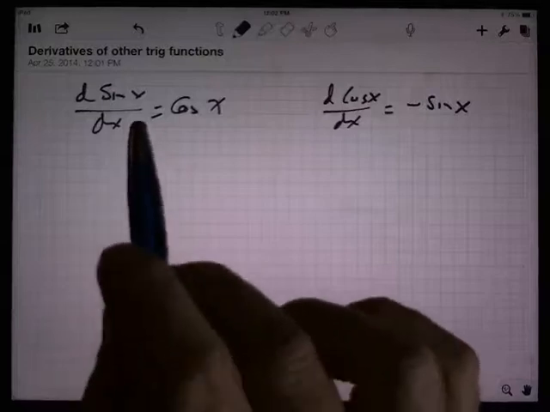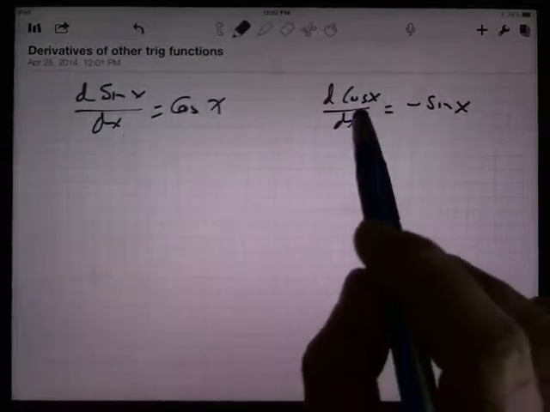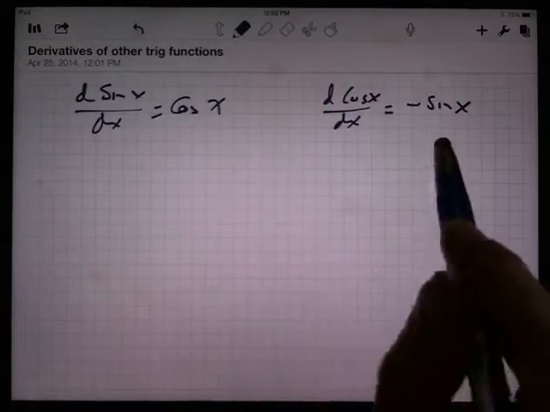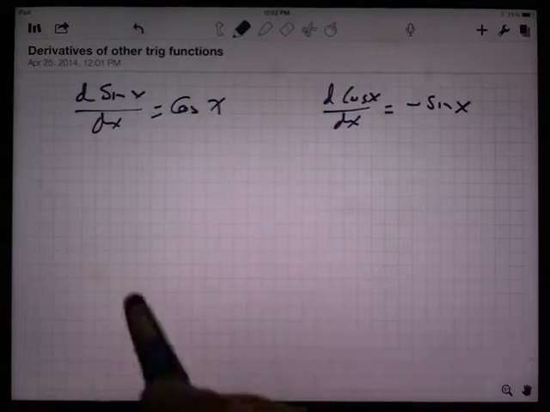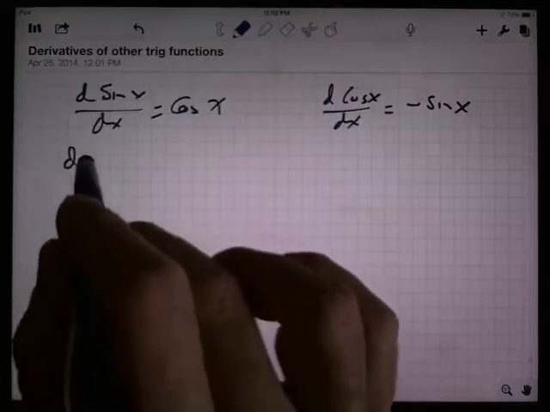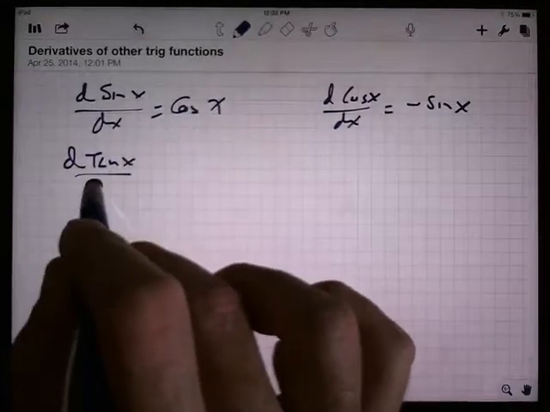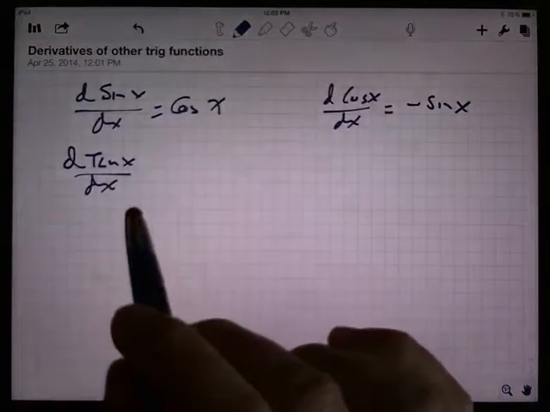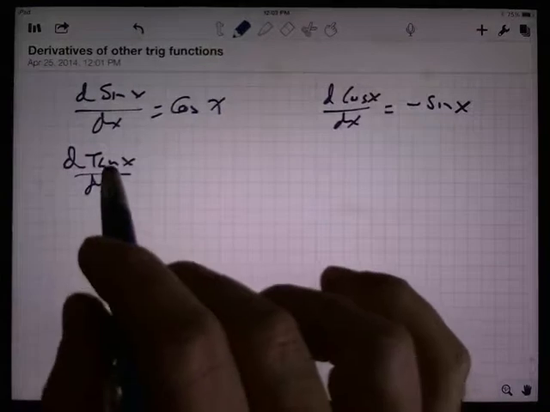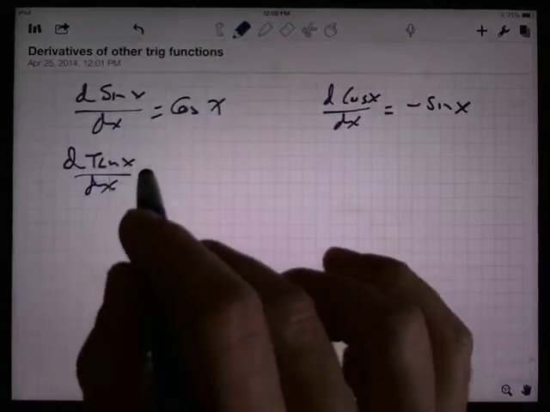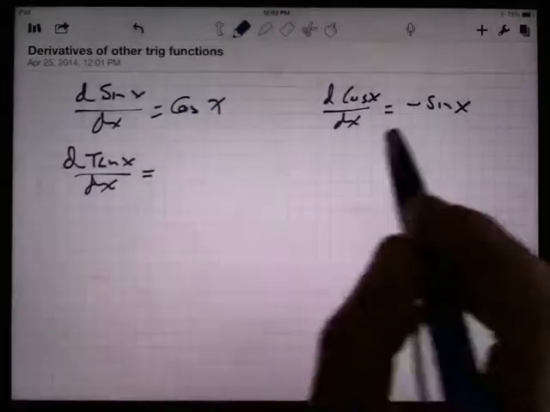Well, we have that the derivative of sine x is cosine x, and the derivative of cosine x is minus sine x. There are four other trig functions that I want to take the derivatives of now, and I'm going to use this information to get that. So, for instance, what I want to do right now is look at the derivative of tangent x. I could go back to the limit as h goes to 0 of tangent of x plus h minus tangent x, all over h, and use the definition. However, I don't want to do that. I want to use this information.